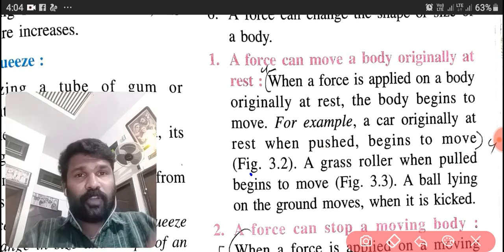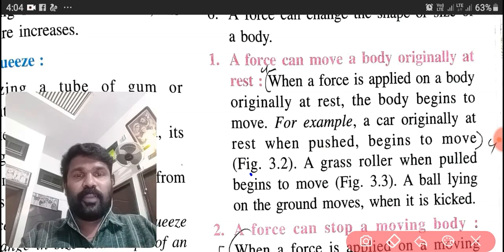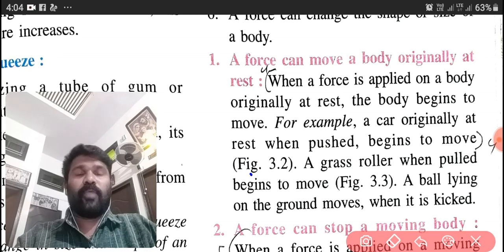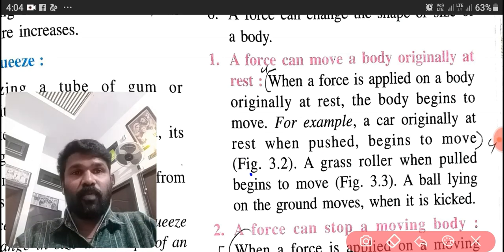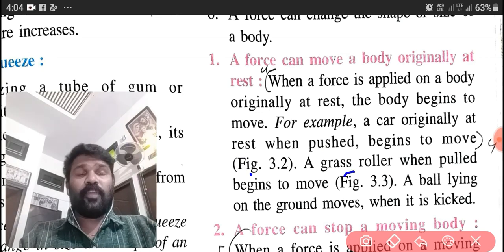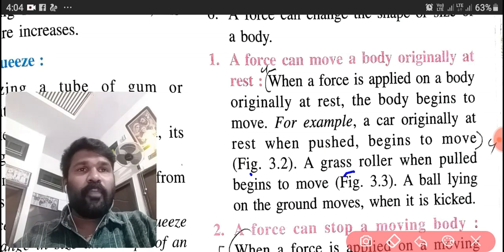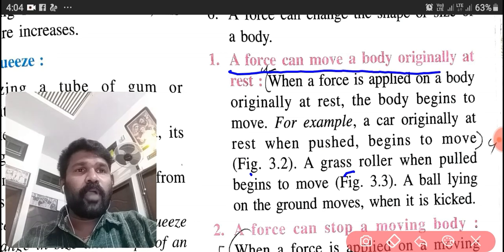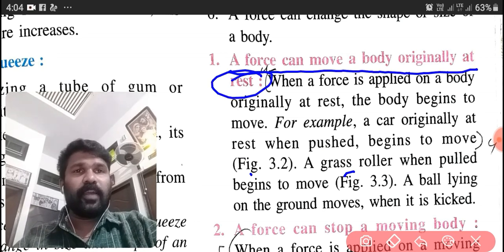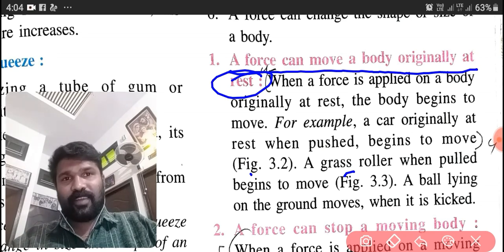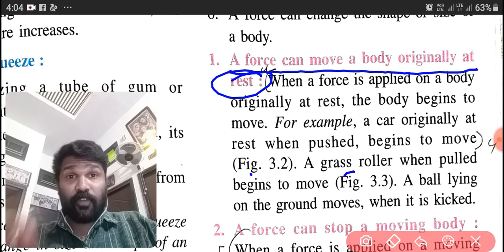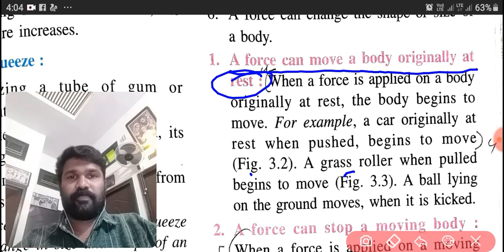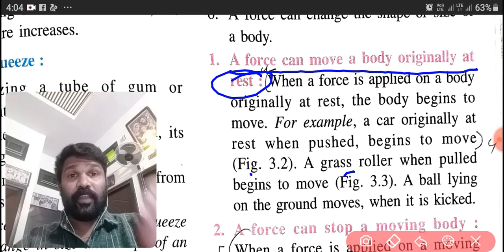See, in all these situations, we can observe that the body is at rest, but while applying a force, it starts to move. Okay, students? Then finally, we can conclude that a force can move a body originally at rest. It is the first effect of a force.